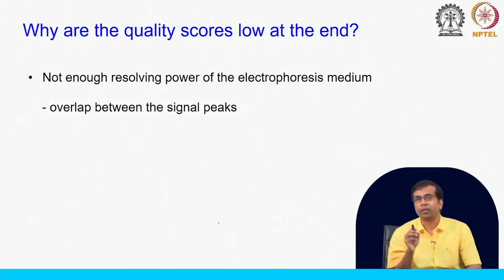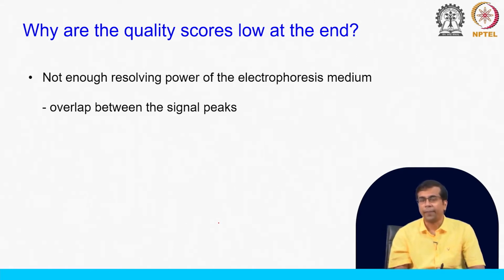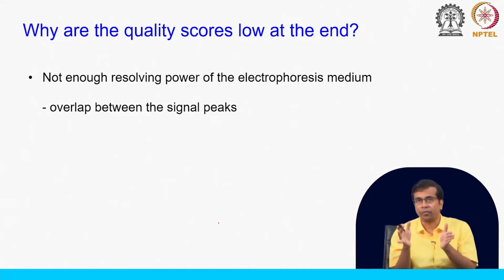What about the low quality score at the end? This is something we have seen. Again, the resolution power comes into play, right? This electrophoretic medium has some optimal range, probably around 50 to 1 kb, so 50 base pair to 1 kb length. Beyond that, the resolution is not very good.